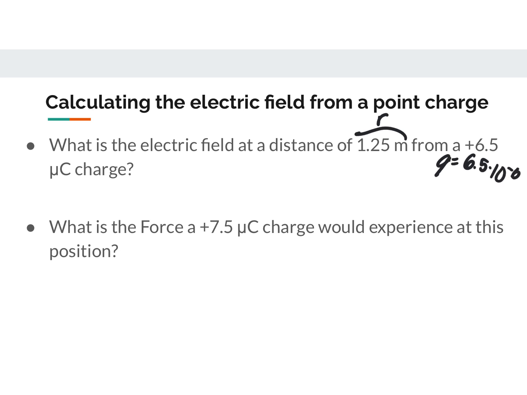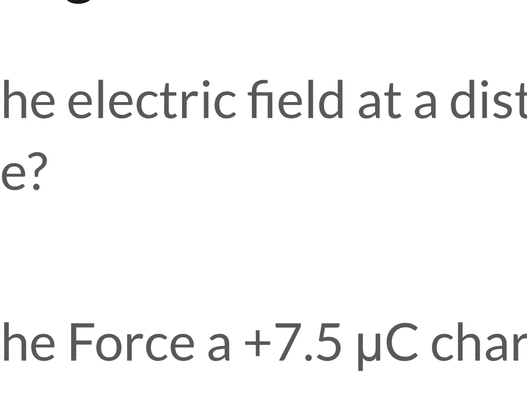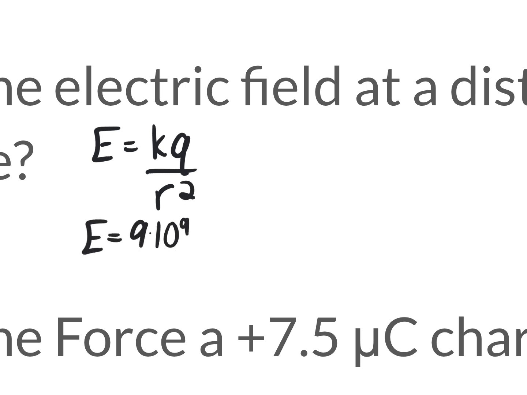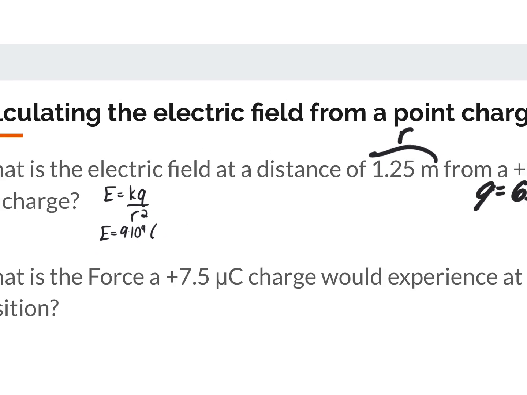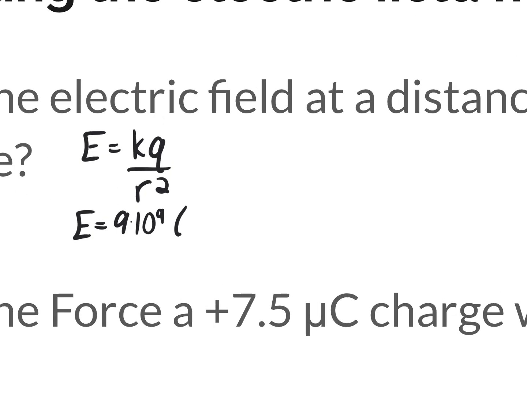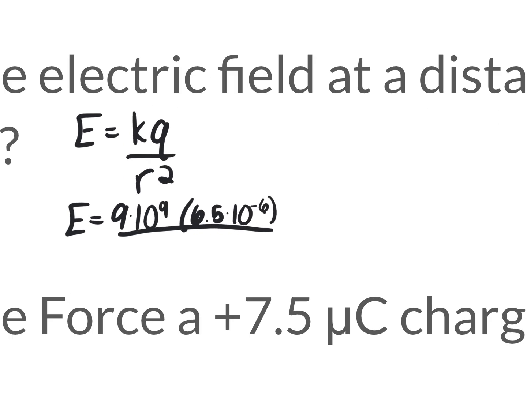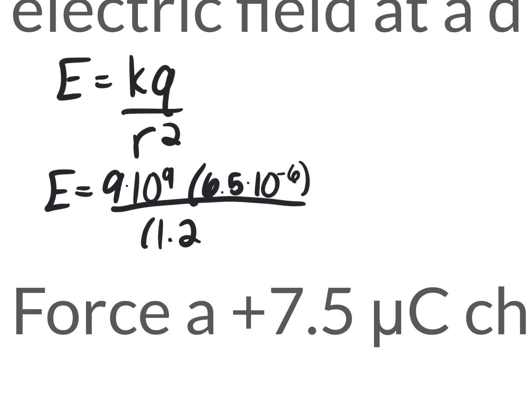So to find the electric field, I can use that. I'm going to zoom in here. E equals K, Q over R squared. The electric field is a constant, 9 times 10 to the 9. The charge was 6.5 times 10 to the negative 6. And then I'm going to divide by the distance that I am away, 1.25, and square it. Okay. Now I'm just going to multiply in my calculator.